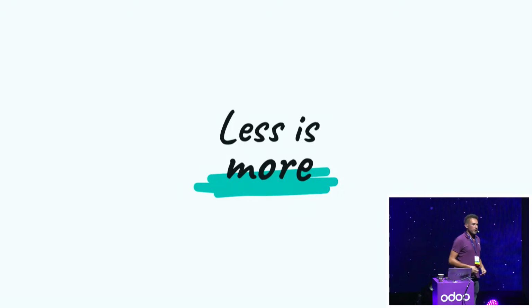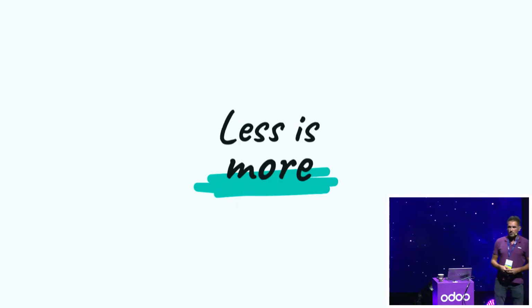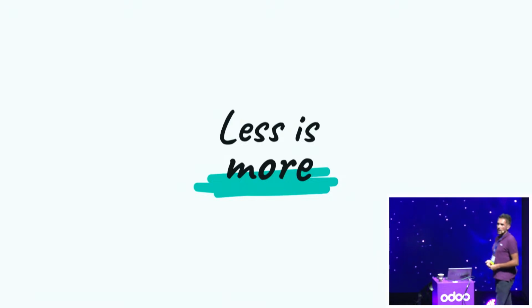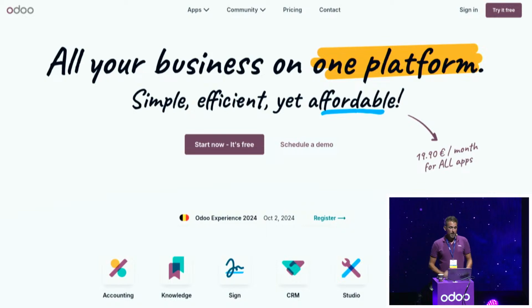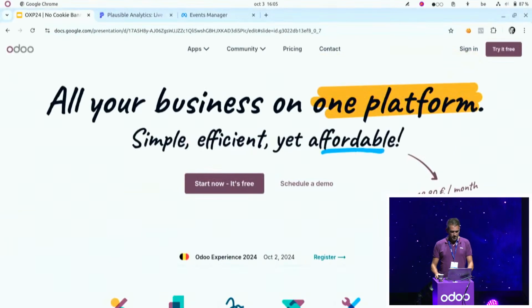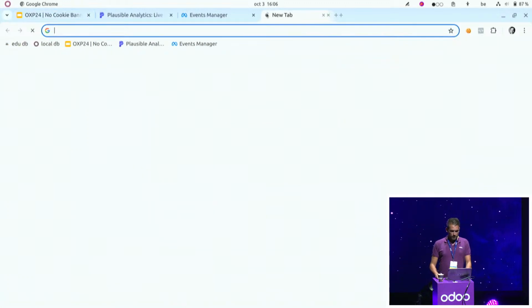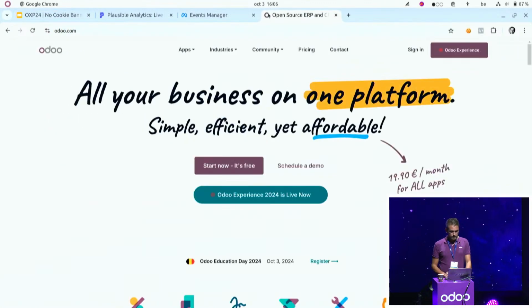So removing a cookie banner from your website can reduce the friction and lead, in fact, to a better conversion rate. And that's why at Odoo, we don't use a cookie banner. So let's have a look on Odoo. And here, you can see we are on the website of Odoo, no cookie banner. How nice is this?